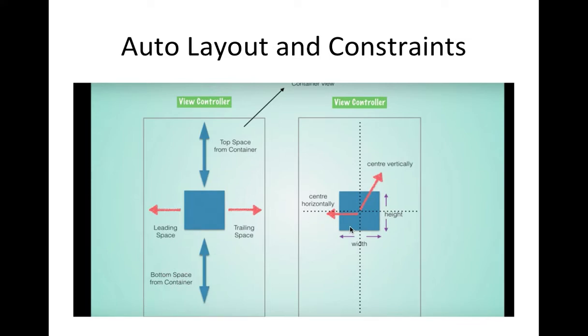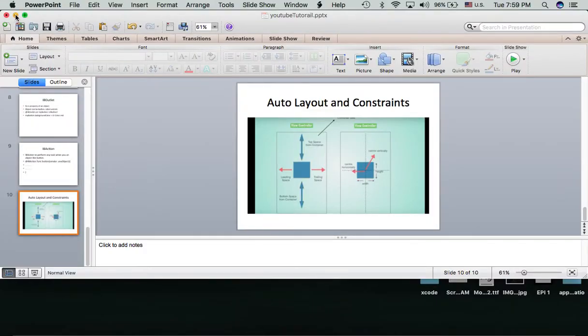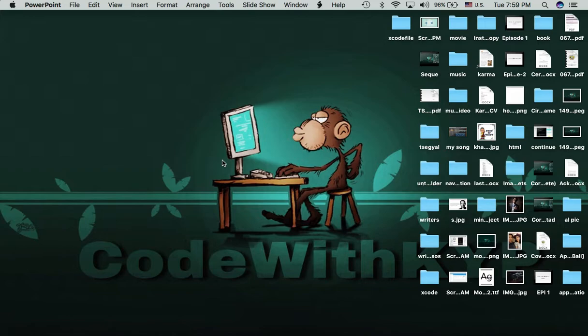And if you want to keep the object in the center horizontally, you can use center horizontally, and center vertically. Also you can give constraints for its width and its height, and there are more constraints. We'll discuss more later in the tutorial. Let's go, we'll make an application and practice auto layout.